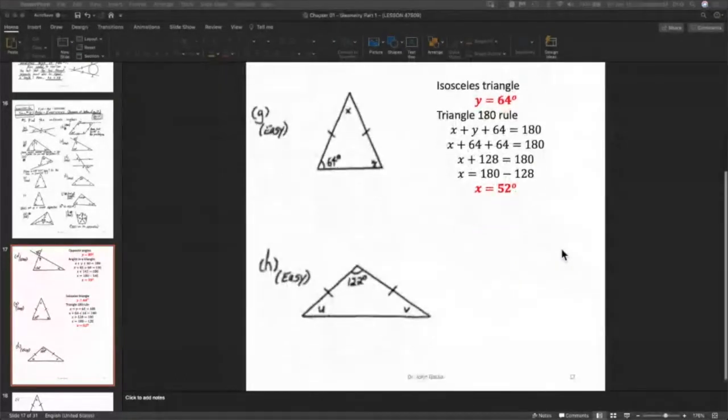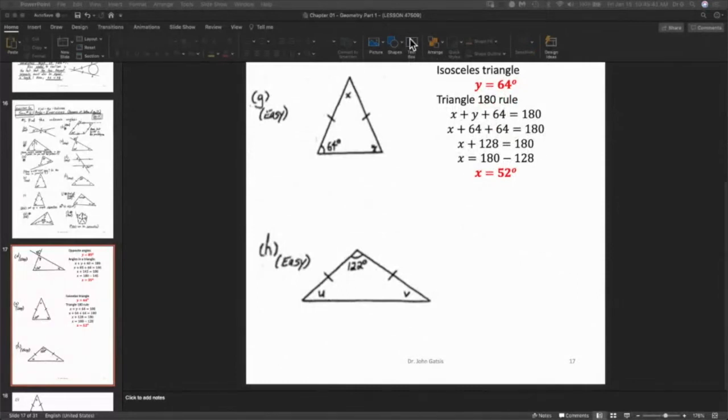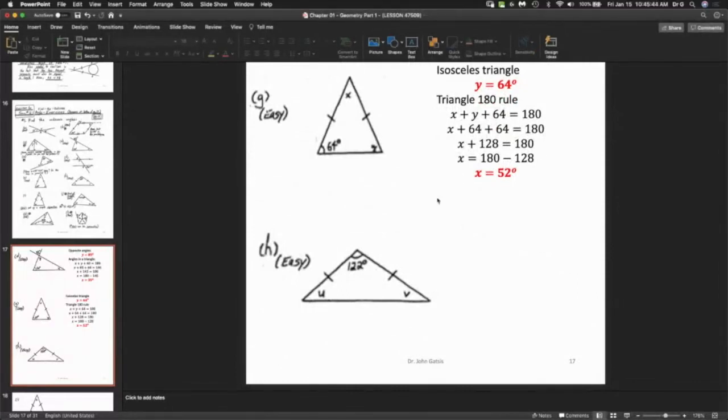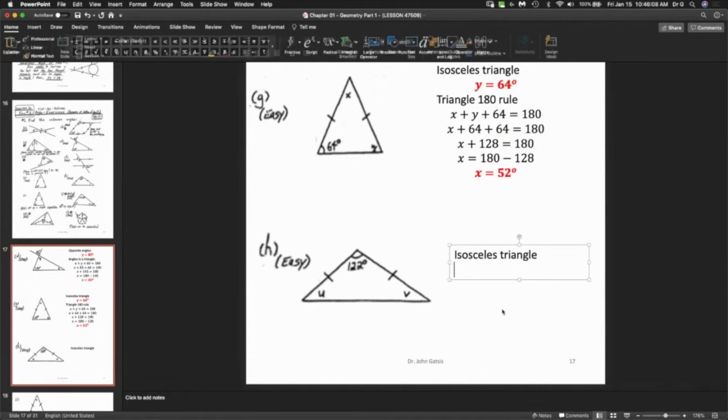Anyway, let's go to this next question here. Any comments on this next one? What type of triangle is this? Is it isosceles? Yeah, it's the same as above. So what do we know about U and V? How are U and V related?